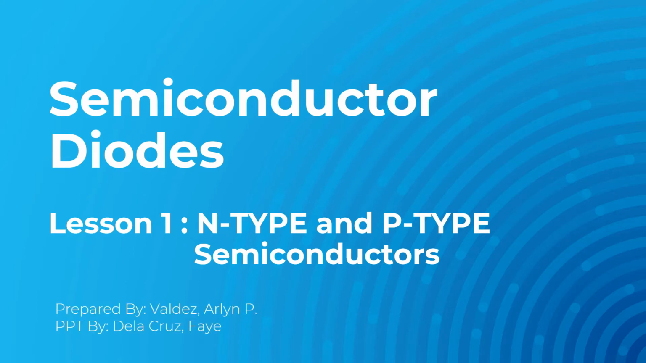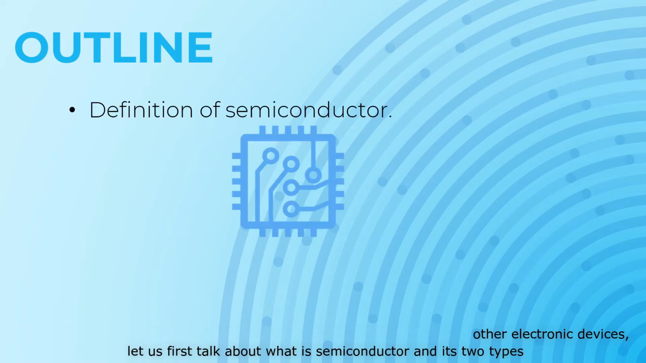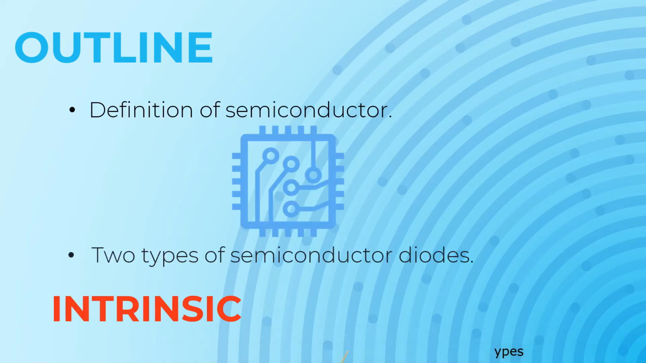So meron na naman tayong panibagong lesson which talks about the semiconductor diodes. Ito ang N-type and P-type semiconductors. Before we proceed to different diodes, clippers, clampers, BJT, FET, and other electronic devices, let us first talk about what is semiconductor and its two types.